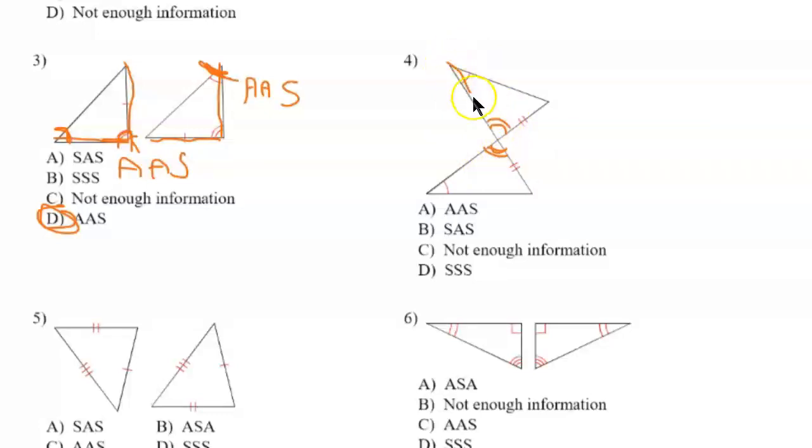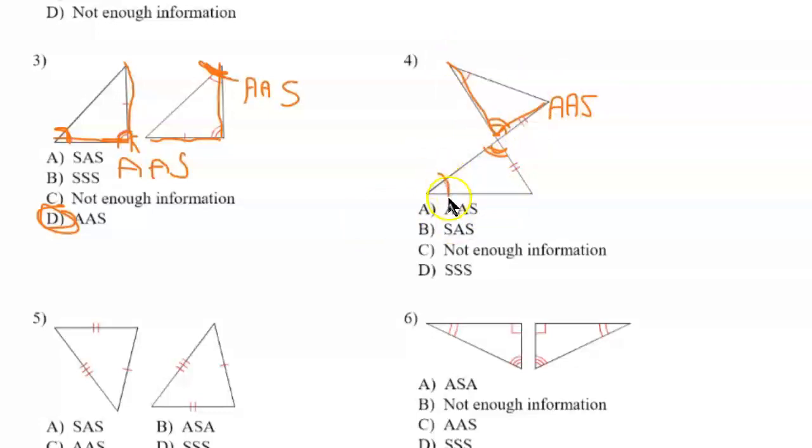So that's an angle. I'm going to go to my next known part, which is another angle. And then I'm going to go to my third known part, which is a side. So this triangle, I know angle, angle, side. I'm going to try the same with this triangle.